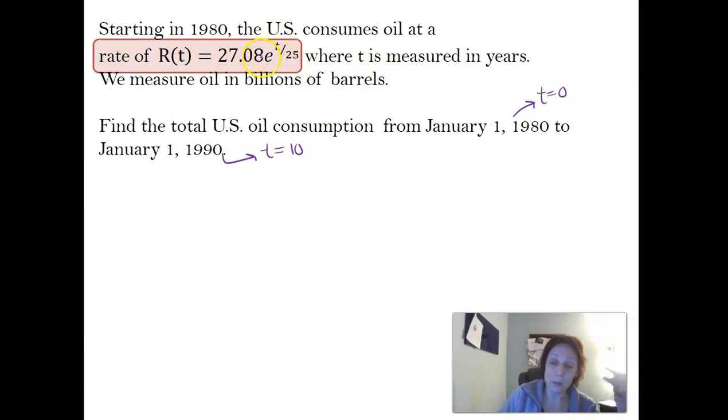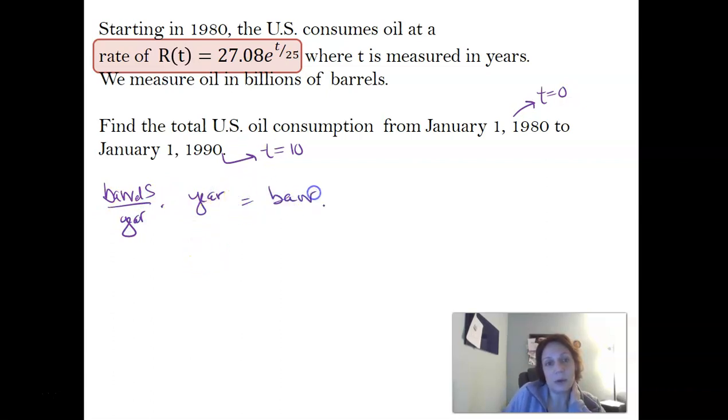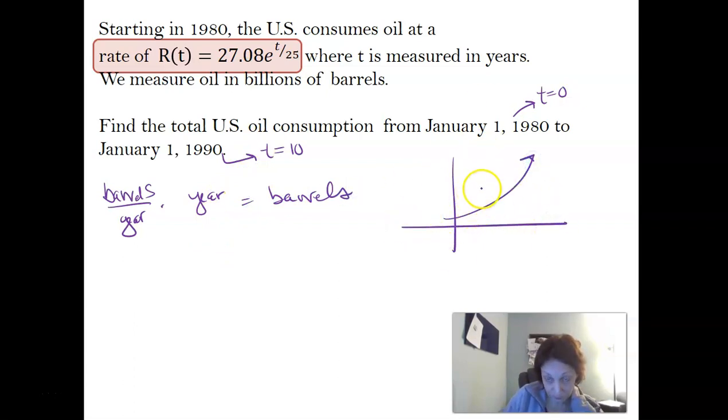So if we integrate that, we should get the total amount of oil used, right? So if I take barrels per year and I multiply it by some measure of years, that's going to give me a total number of barrels, right? So in other words, if I take my equation and I go from 0 to 10, the area under that. This rate is barrels per year. The time change is years. This area is going to give me a number of barrels. So all I have to do is integrate this.